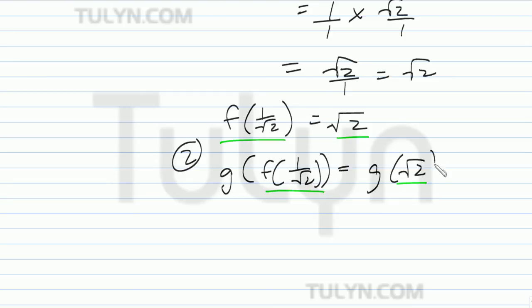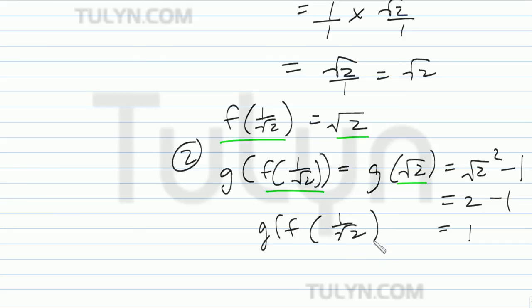I'm going to square what's inside and then subtract 1. So radical 2 times radical 2 will give you the radicand, whatever's inside, which is 2, minus 1. And 2 minus 1 is 1, so g of f of 1 divided by radical 2 is going to equal 1.